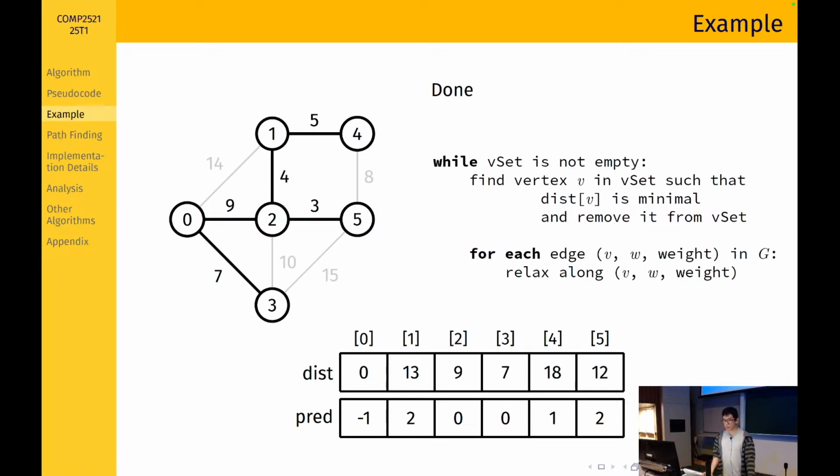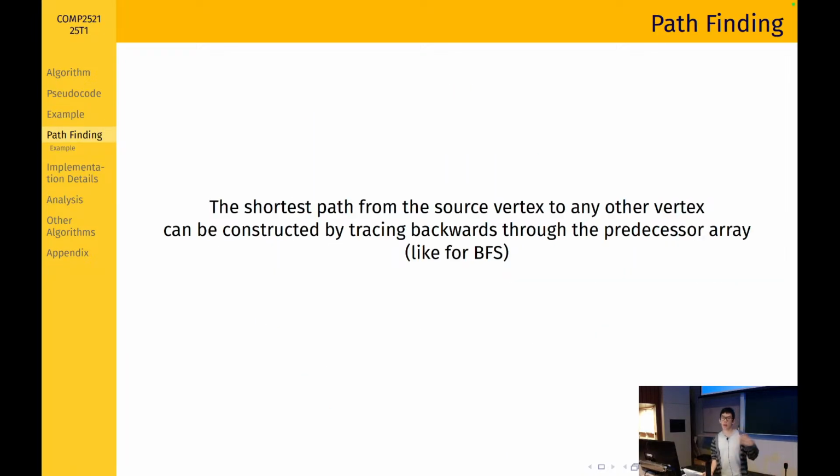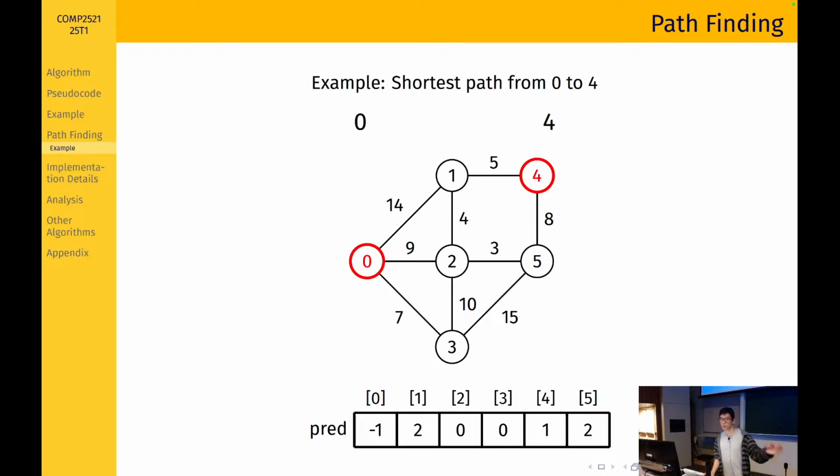Okay, so now that we've run Dijkstra's algorithm, how do we actually get the shortest path to each vertex? Well, you can do it the same way as you do in BFS. You can just use the predecessor array and trace backwards through it. So let's go through this example. Suppose we want to find the shortest path from 0 to 4.